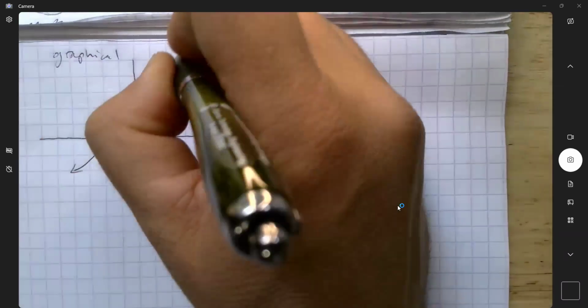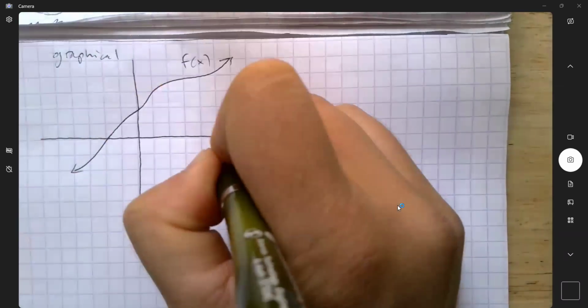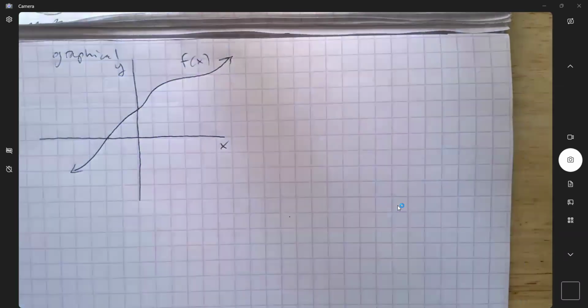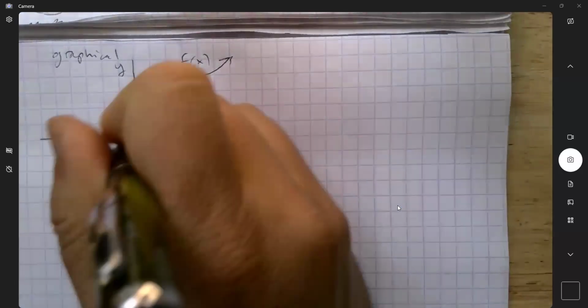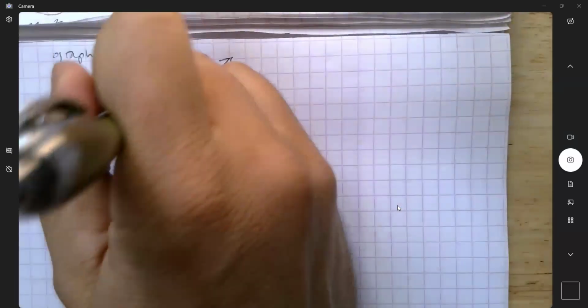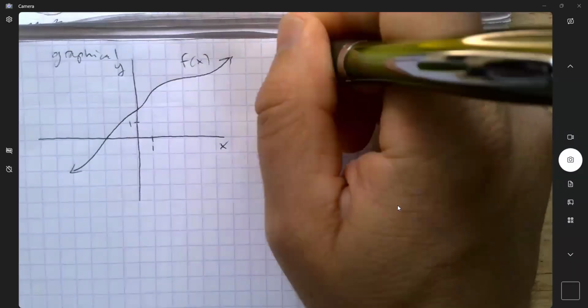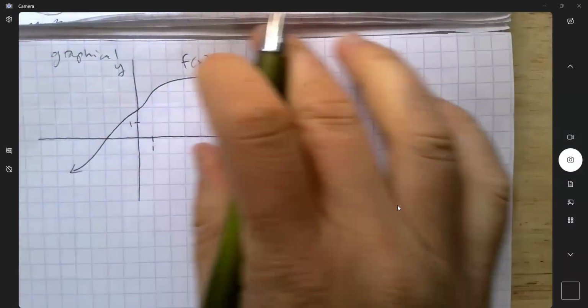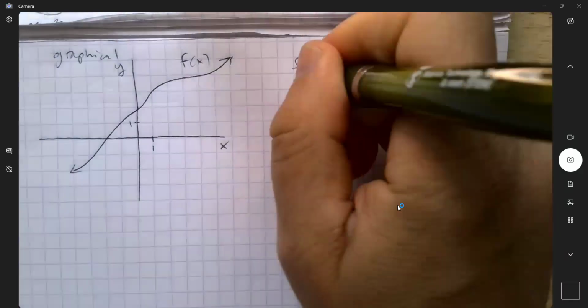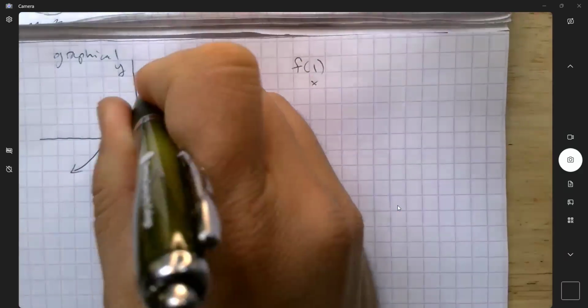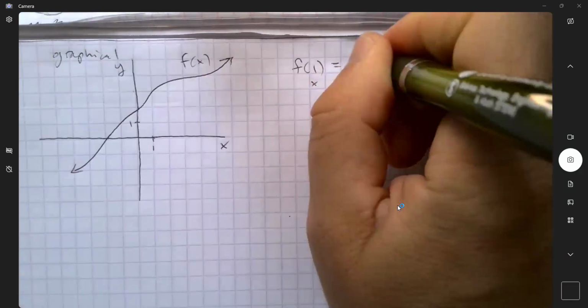There's my function, f of x, takes x as inputs and gives me y's as outputs. And I'll put a scale on here. So I can use a graph to ask, what is f of 1? So when the x is 1, the y is 3.